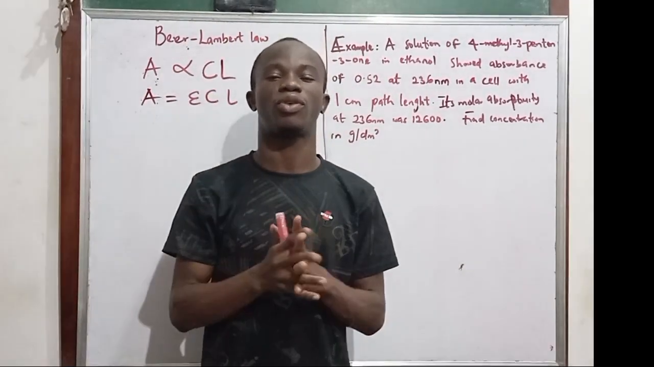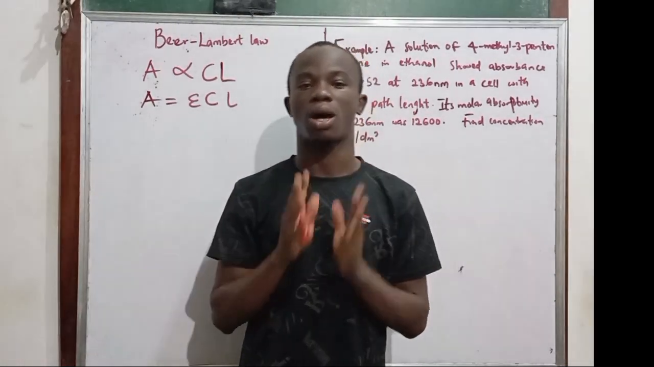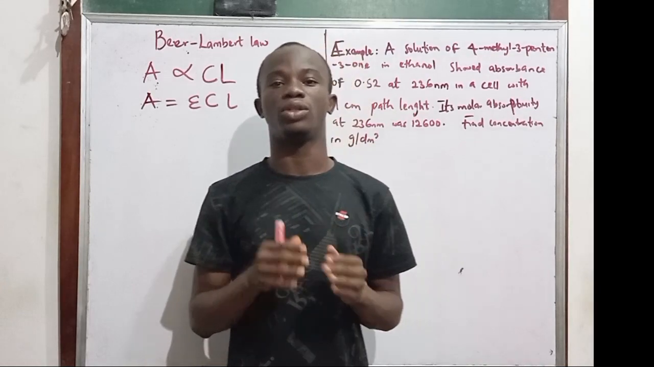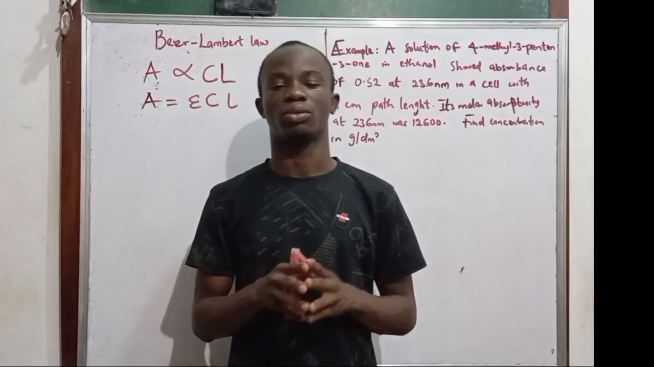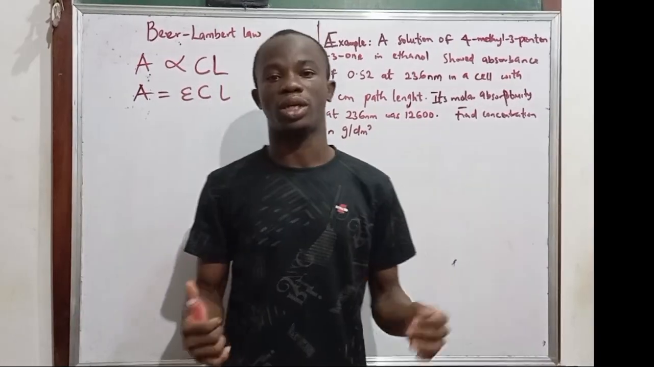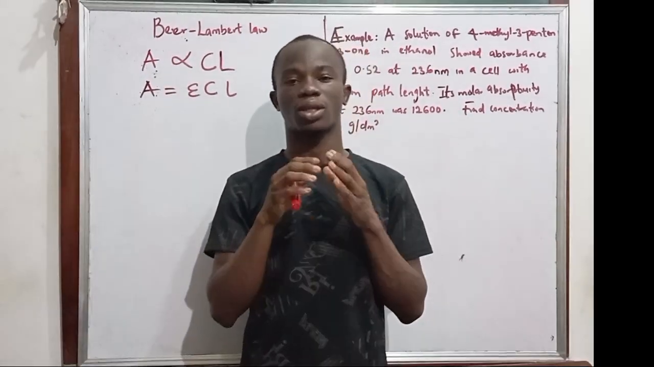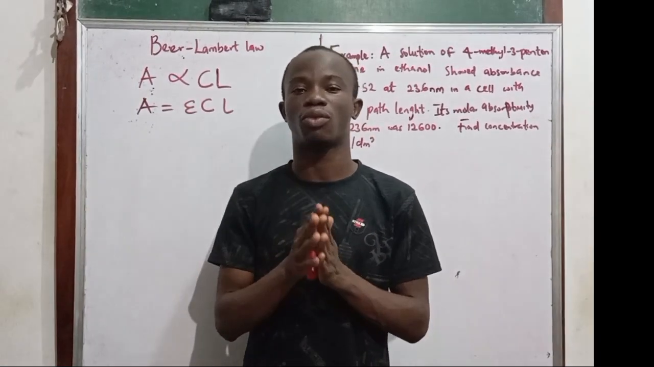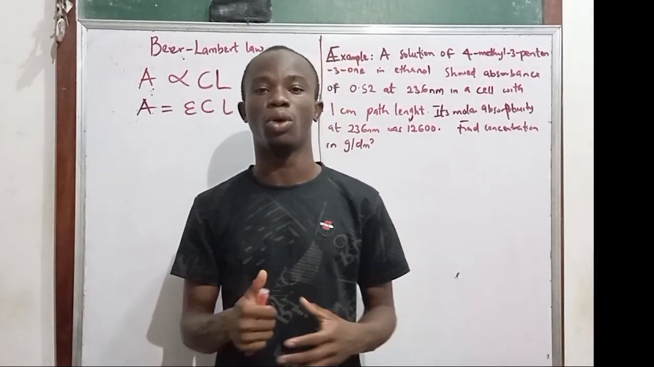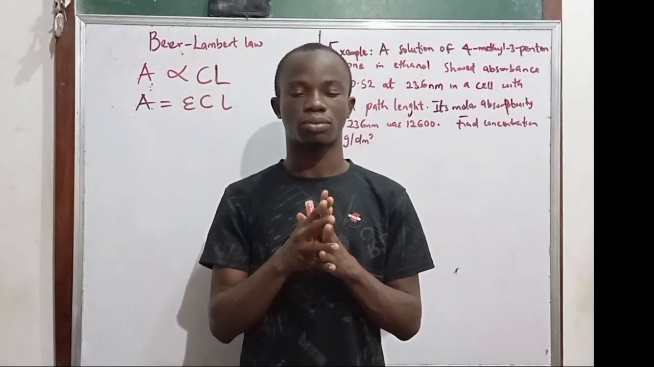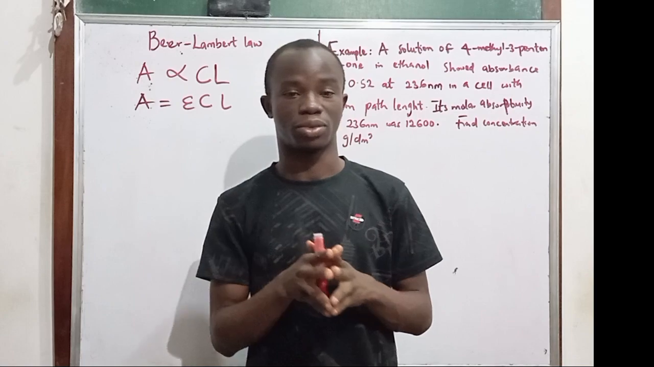But in this case, we refer to epsilon as either absorptivity or molar absorptivity, depending on the unit of the concentration. If the unit of concentration used is gram per dm cube, then your epsilon will be absorptivity. But if the unit of concentration used is mole per dm cube, then your epsilon will be molar absorptivity.